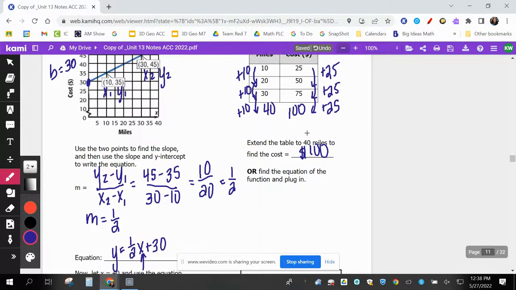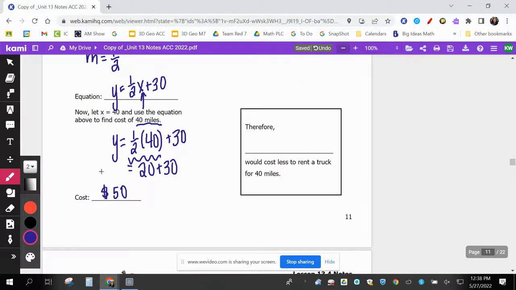So if the cost of Ron's Rentals is $100 and the cost of Crosstown Movers is $50, I would choose Crosstown Movers because they have a lower cost for 40 miles.